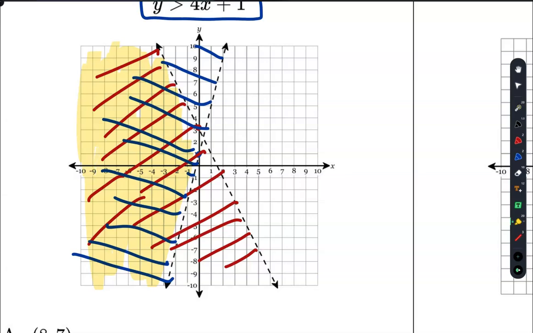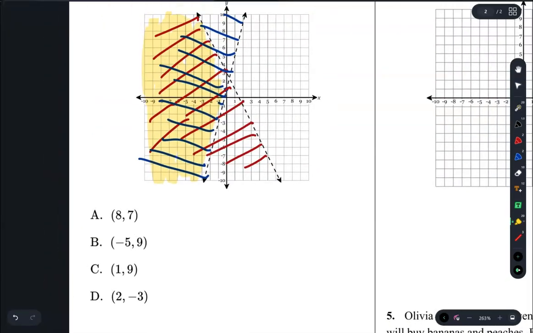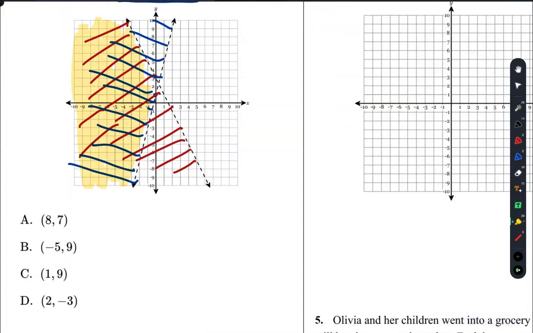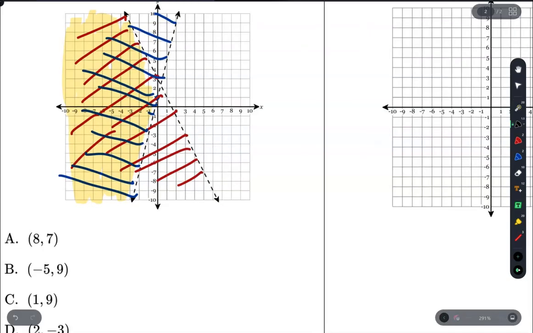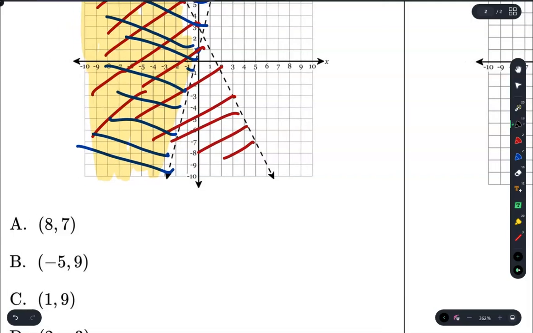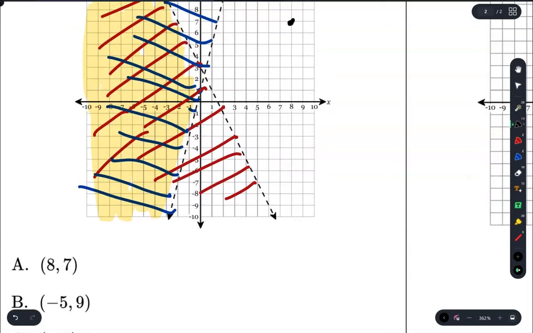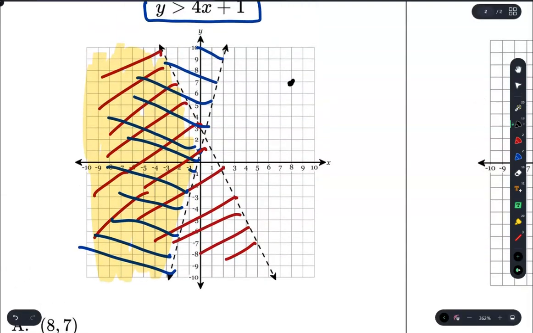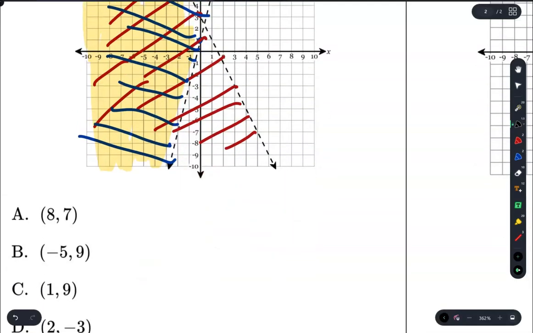All right. And it's multiple choice. You just got to pick the one that's in that area. All right. So I got 8, 7. I'm going to zoom in. 8, 7 up here. That's not in there. -5, 9. -5, +9, which is right here. So that would be in the yellow. So that would be it.